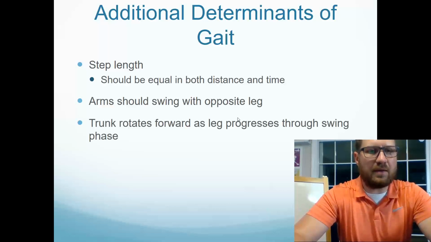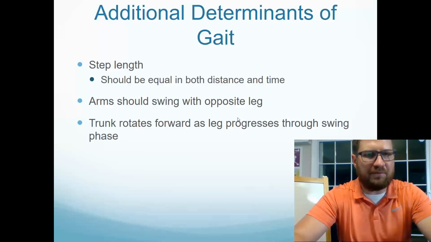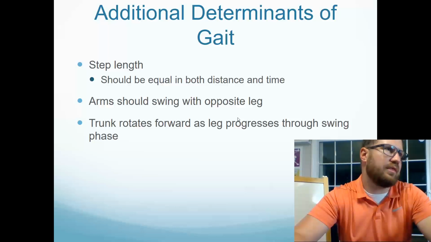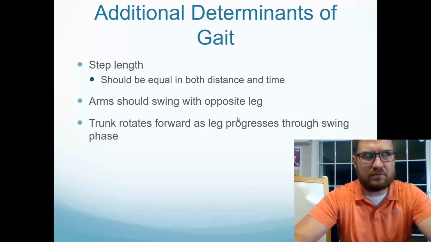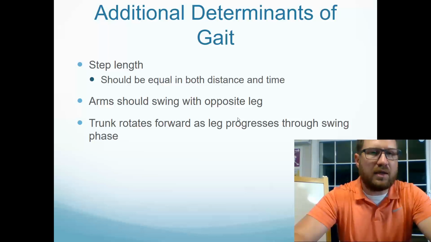So we also have a step length. They should be equal in both distance and time. There's no set standard because everybody has different step length. Okay? I'm 5'11". Griffin is 3.5 feet. Yeah, he's 42, 44 inches. 46 inches. Okay. My stride length is going to be exceptionally larger than his.